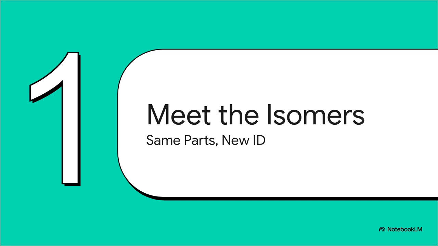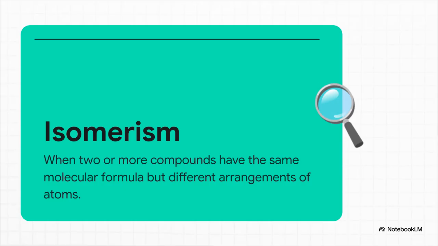Let's meet the isomers. So here's the deal. The phenomenon is called isomerism. It's basically when compounds have the exact same molecular formula, the same shopping list of atoms, but the atoms themselves are just arranged differently. And we call these different compounds isomers. So you see, with molecules, it's not just what you've got, it's how you put it together that counts.